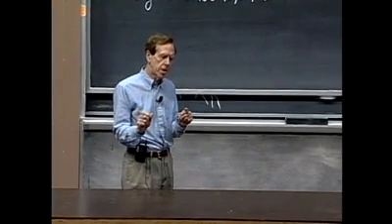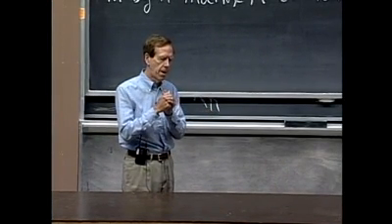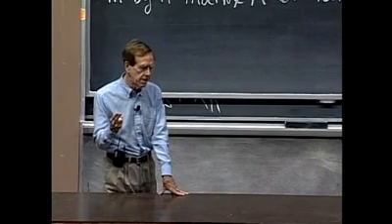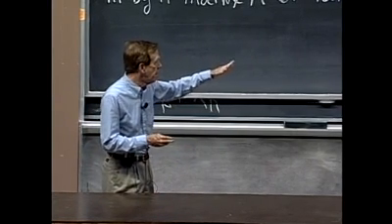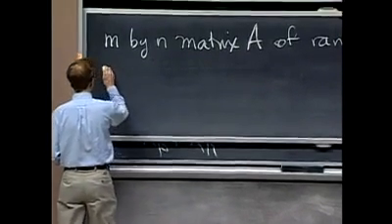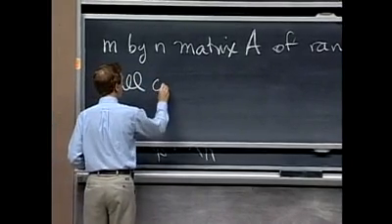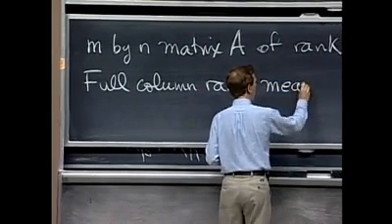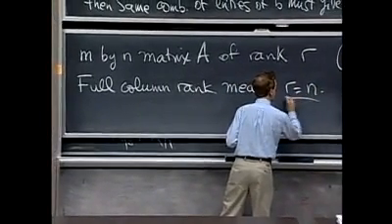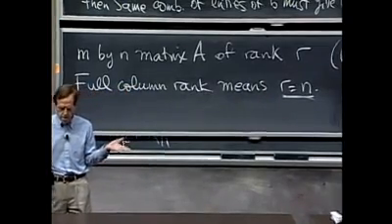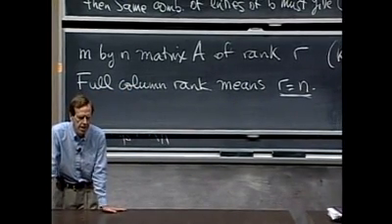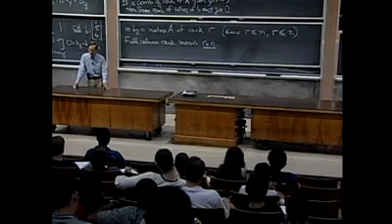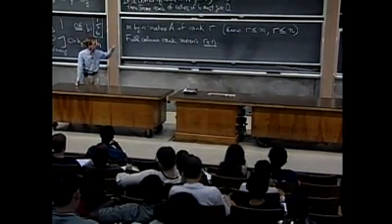Now, I'm especially interested in the case of full rank, when the rank R is as big as it can be. Well, I guess I've got two separate possibilities here, depending on what these numbers m and n are. So let me talk about the case of full column rank. And by that I mean R equal n. And I want to ask you, what does that imply about our solutions? What does that tell us about the null space? What does that tell us about the complete solution?